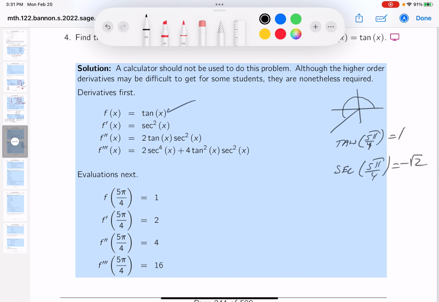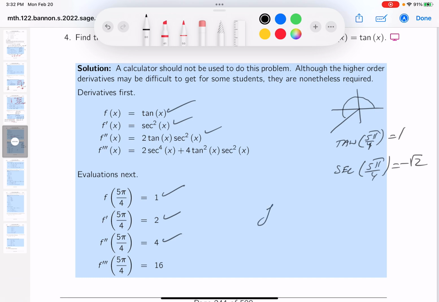The tangent of 5 pi over 4 we said is 1. This one's going to be the square root of 2, the opposite, square root of 2 squared, which is 2. And this one is going to be, let's see, 2 times tangent, which is 1. 2 times 1 is 2. And the secant squared is 2. So 4. Looks relatively reasonable.